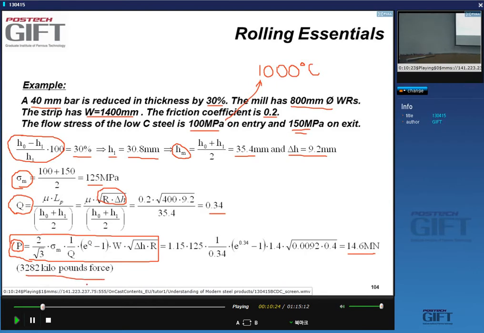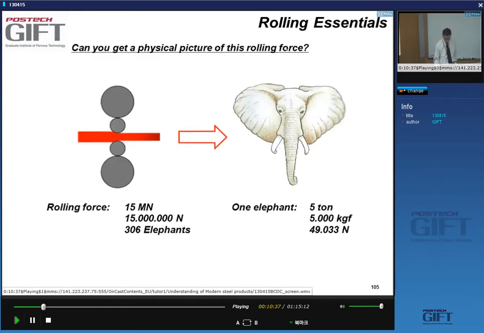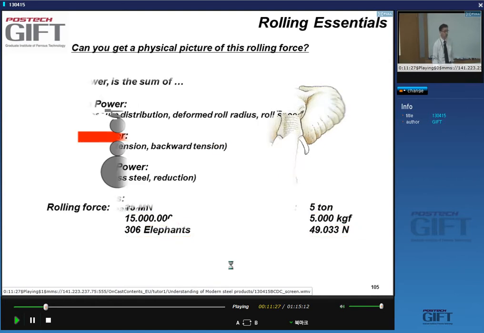And I often add pounds data on my slides for people who wouldn't be familiar with newtons. So 14.6, what does this correspond with? What is this physical rolling force? Say it's about 15 meganewtons. Mega means 10 to the sixth, so 15 million newtons. That corresponds to having a pressure of about 306 elephants, because one elephant typically weighs 5 tons. 5 tons is 5,000 kilograms force. Of course, we don't use kilogram force, we use newtons, so that's 49,000 newtons. So it's a considerable amount of elephants that will give you this.